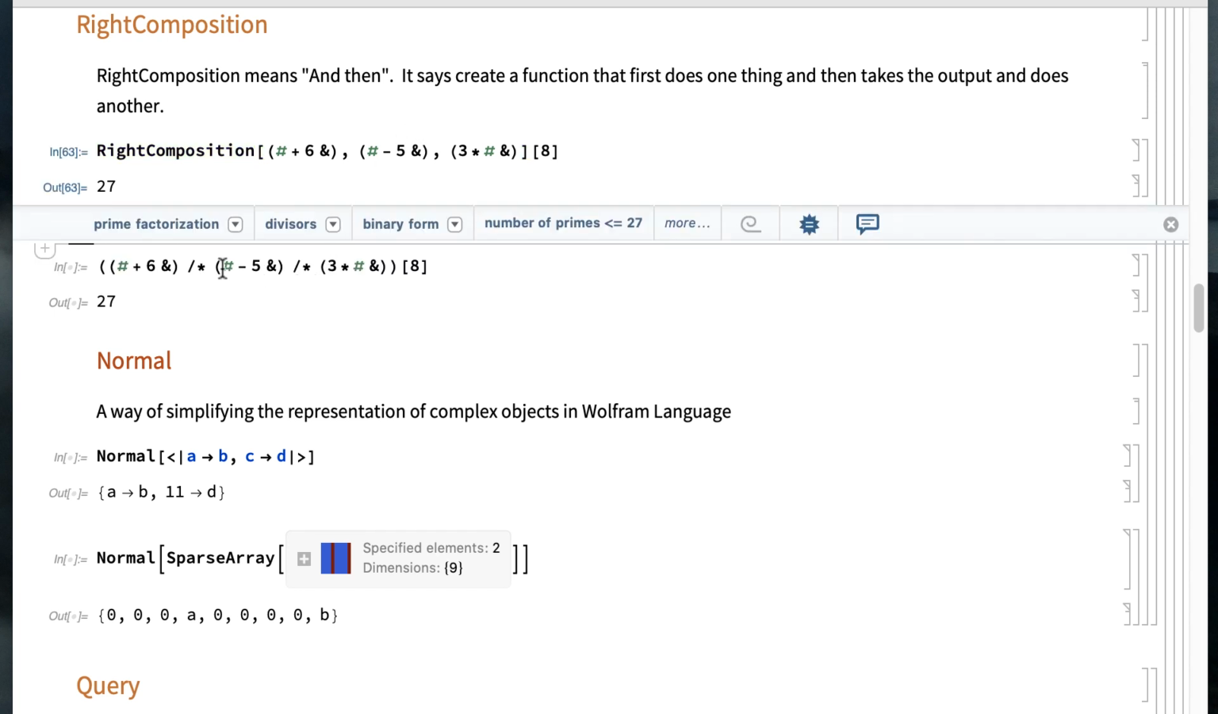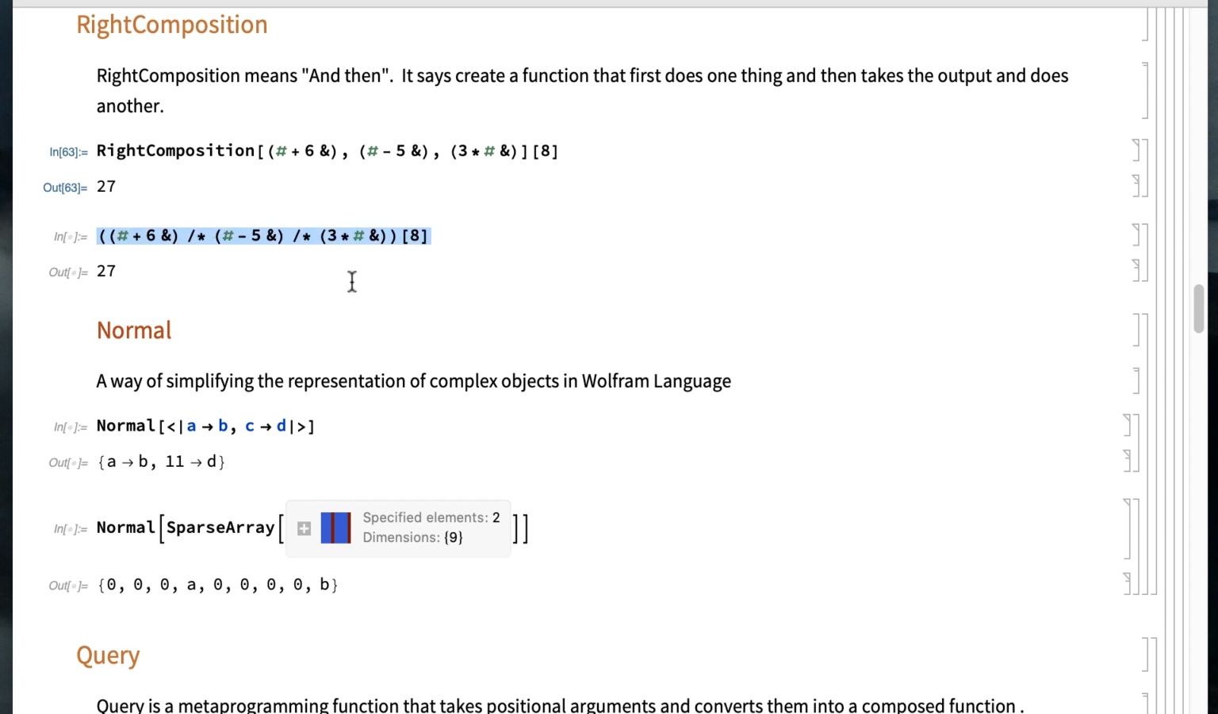There's a short form of this, slash star. Okay? I'm a fan of right composition. So here's what you're going to see. What we're basically doing is creating a pipeline of functions, applying it to 8. These are the same functions I used here. I'm just using it in the short form.